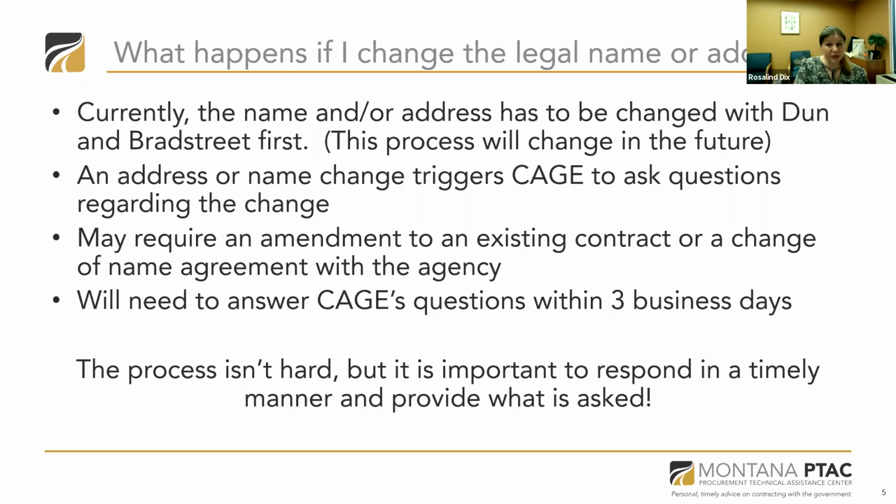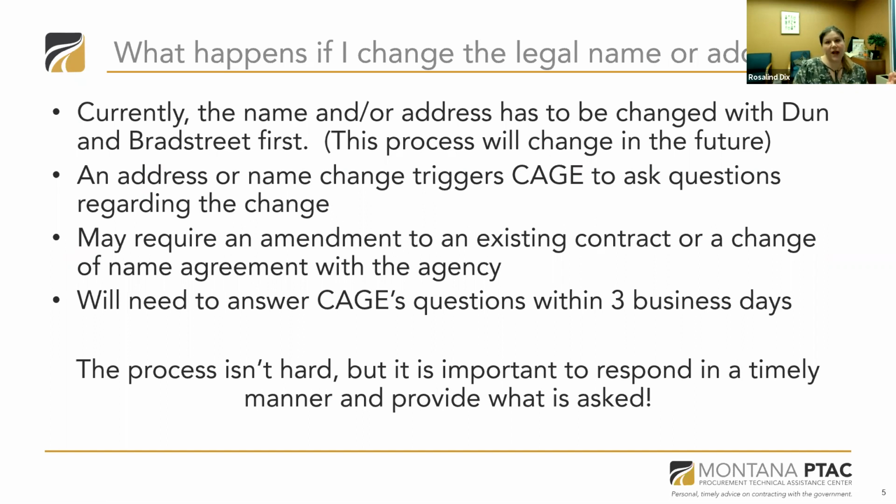So what happens if you need to change your legal name or address? Currently, Dun & Bradstreet still holds the agreement with the federal government to provide DUNS numbers. That's also the place that you need to go first to change your legal name and your address. And again, you may have to provide documentation to them from the Secretary of State if it's a name change. So just be aware of that. Once it's changed in Dun & Bradstreet, then you can pull in the new name or a new address into SAM.